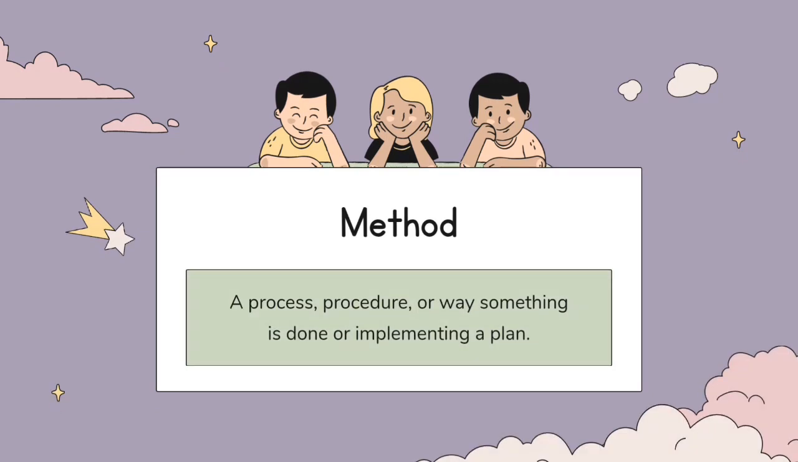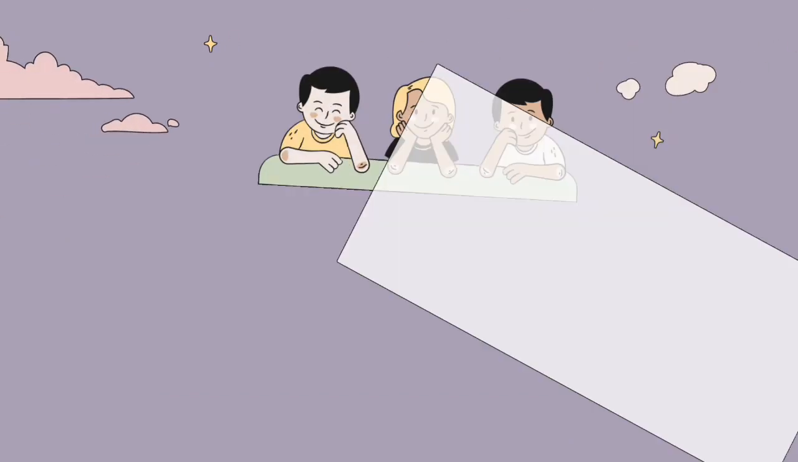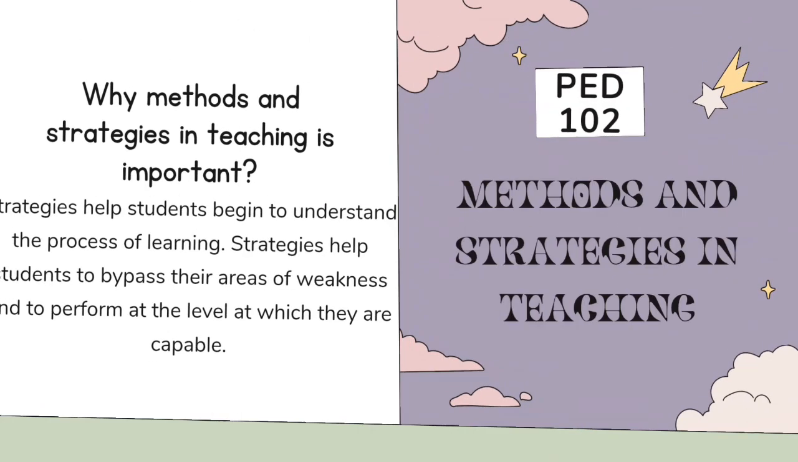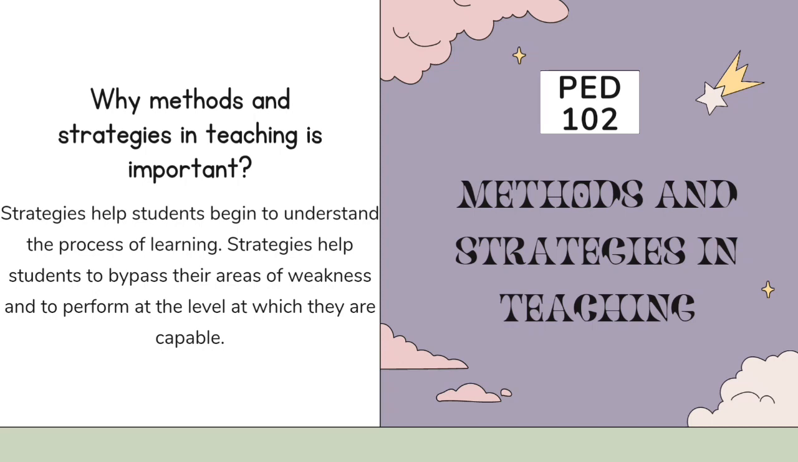What is method? When we say method, it is a process, procedure, or way something is done or implementing a plan. And when we say strategy, it is the goal or set of actions or plans to achieve one aim. Why are methods and strategies in teaching important?